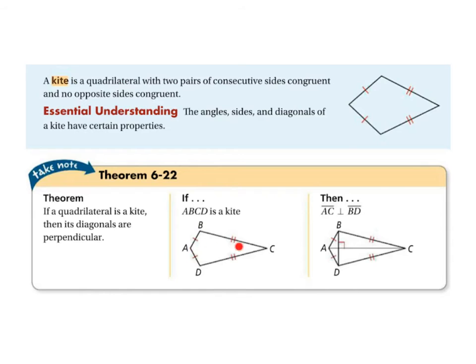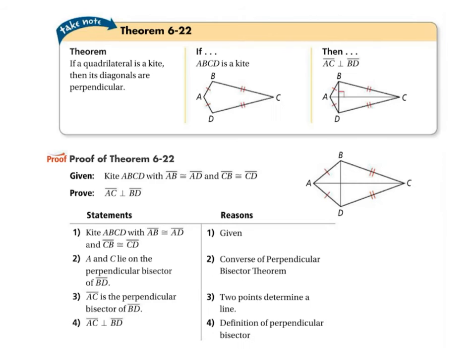If you were to draw the diagonals, you would get the diagonals being perpendicular, just like a rhombus. Kites also have that, perpendicular diagonals. Now here's a proof of that.